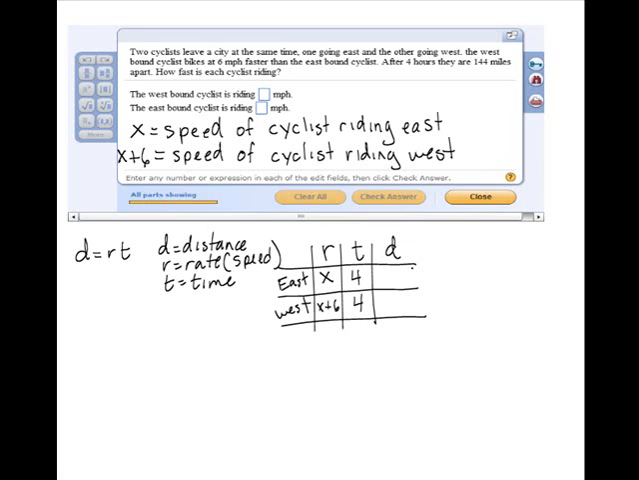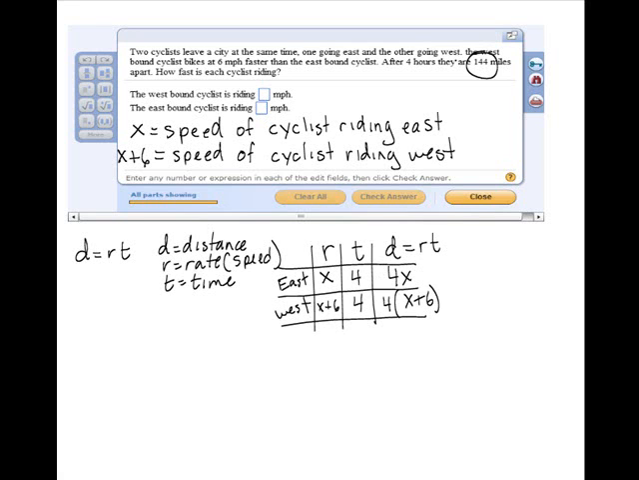Now to fill out these, I'm not going to try to do that from the words. I'm going to use my formula for this. Distance equals r times t. So this would be 4 times x. This would be 4 times the quantity x plus 6. So now I have an expression for the distance of the east and an expression for the distance of the west. I'm going to finally use the final quantity they have not used, that the total distance is 144 miles apart.